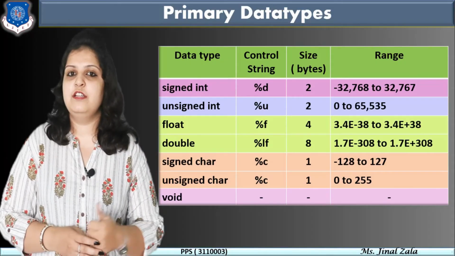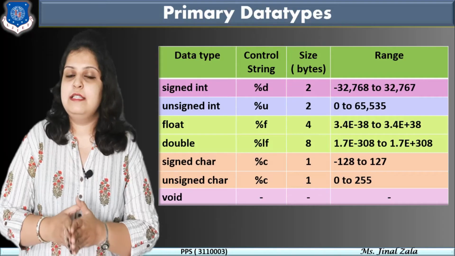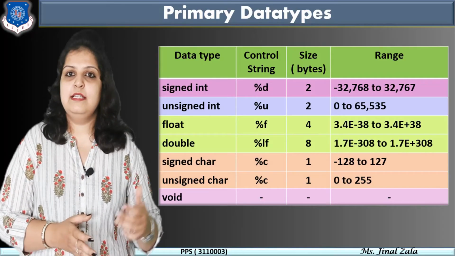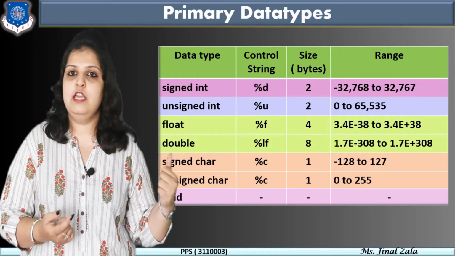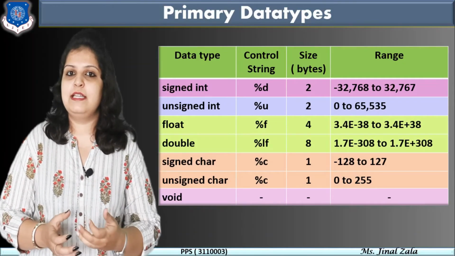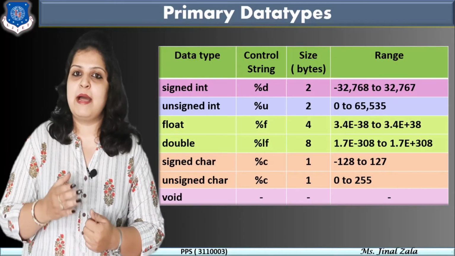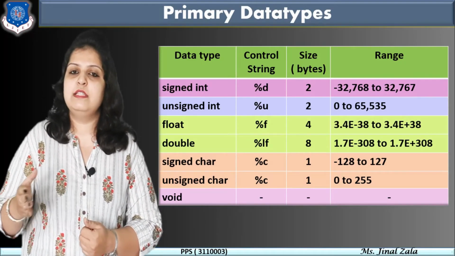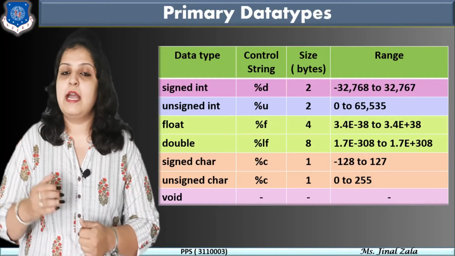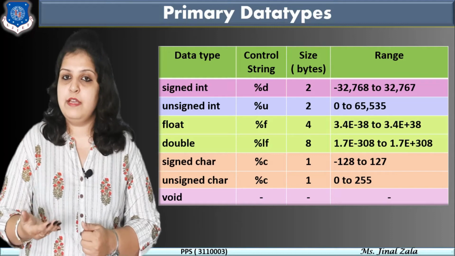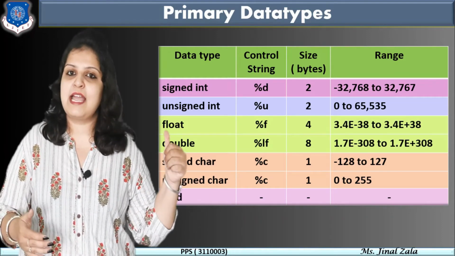So when you are using signed integer, %d is the control string for that. And what is the size in memory? It is 2 bytes, and 1 byte is equal to 8 bits, so in bits form it is 16 bits. And what is the range? The range is minus 32,768 to 32,767. This means we can enter the value of our variable between these two limits only in signed integer.